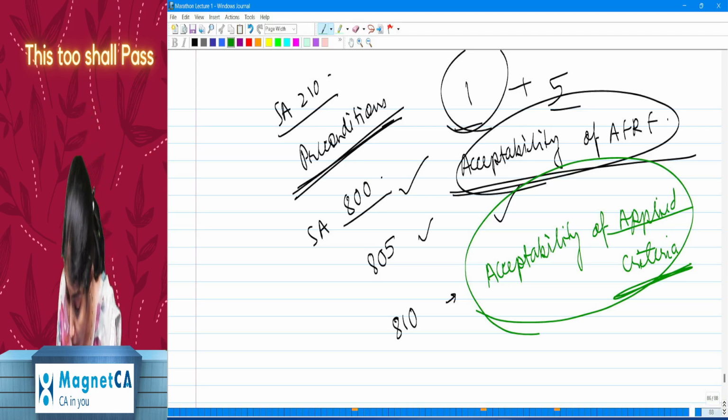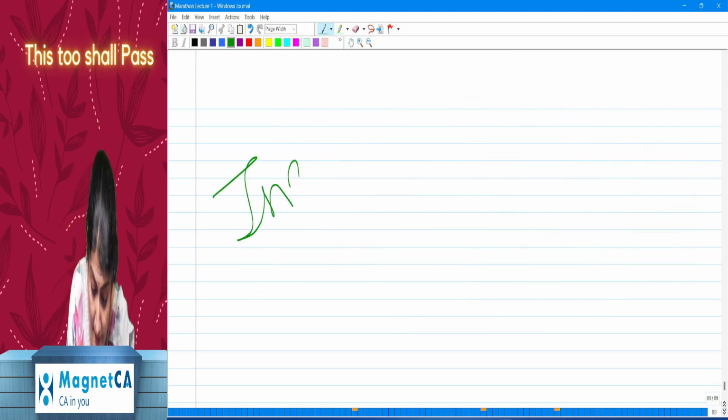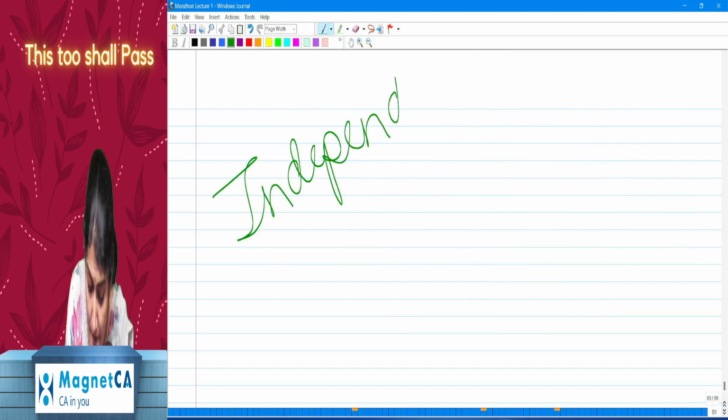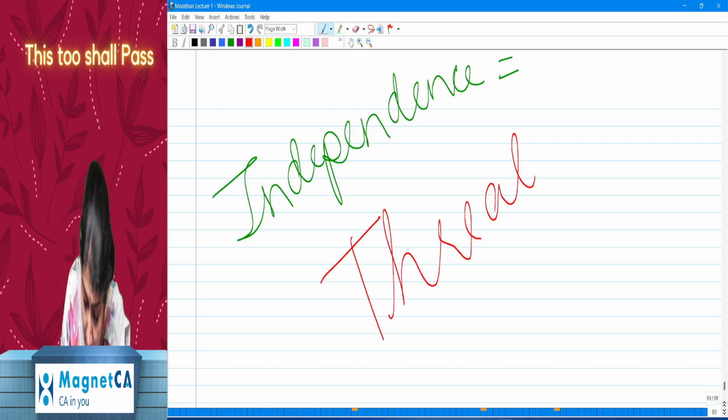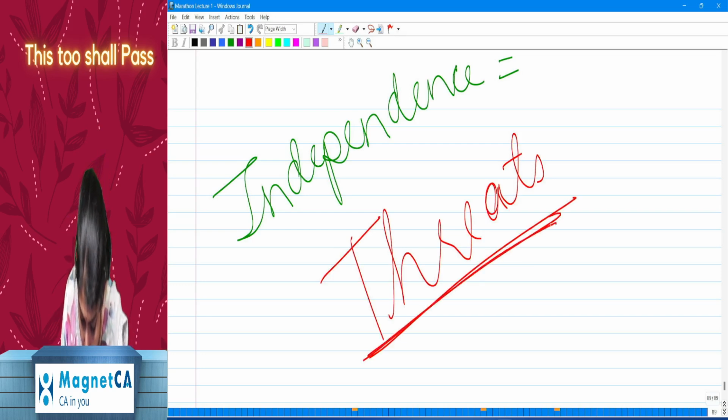So like this morning, I discussed with you independence. And what did I say? The moment you listen to the term independence, the next word coming to your mind has to be whether there are any threats to the independence of the auditor.